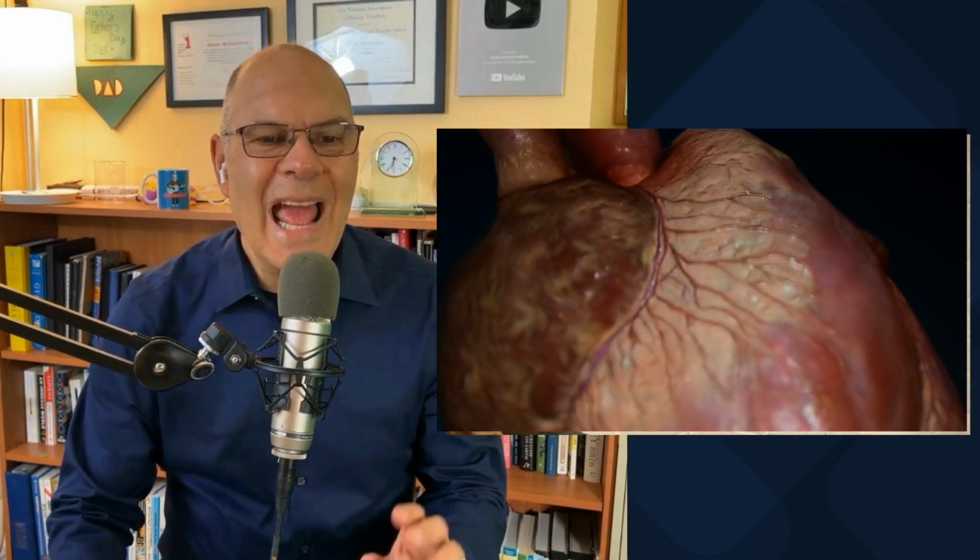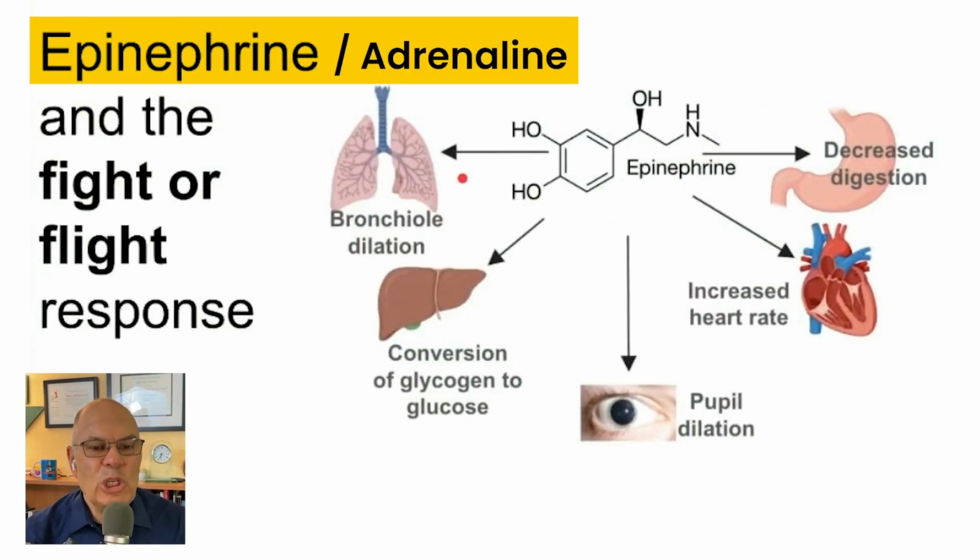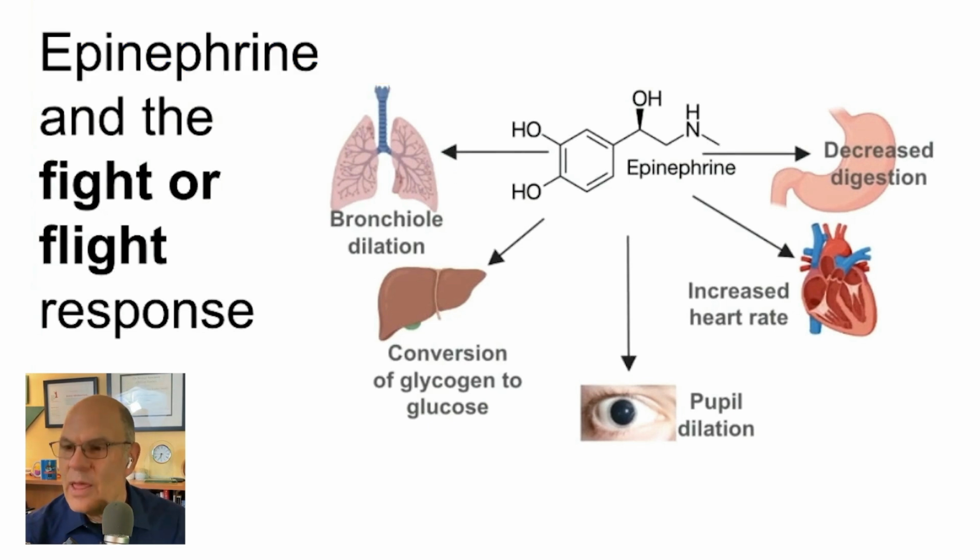Everyone's had the experience where you get startled, scared, and your heart starts beating. That is all about a hormone that's called epinephrine, also known as adrenaline, and it's a huge part of the fight or flight response. The fight or flight response occurs throughout your entire body. You'll have decreased digestion, increased heart rate, your pupils will dilate, your bronchioles, those tubes in your lung, they'll dilate. And what we're going to focus on is what happens in your liver.